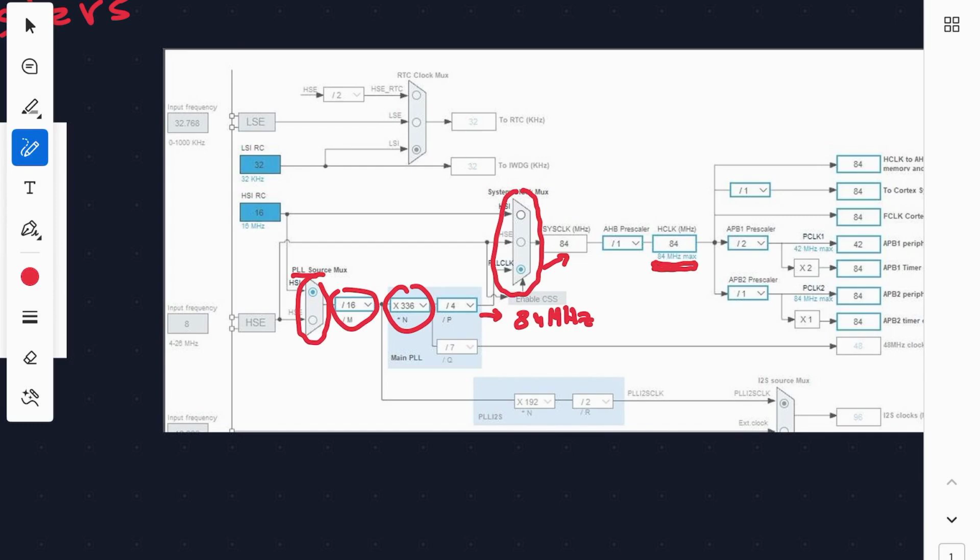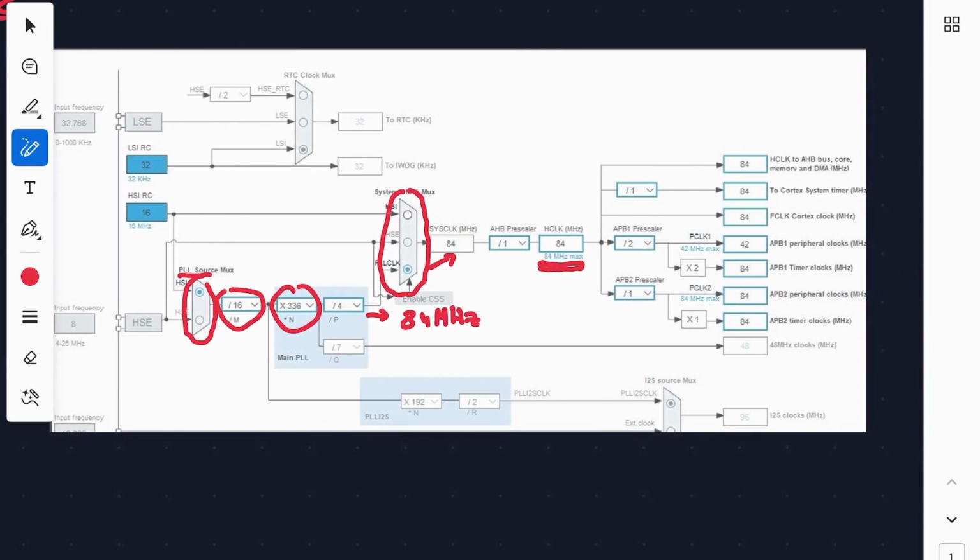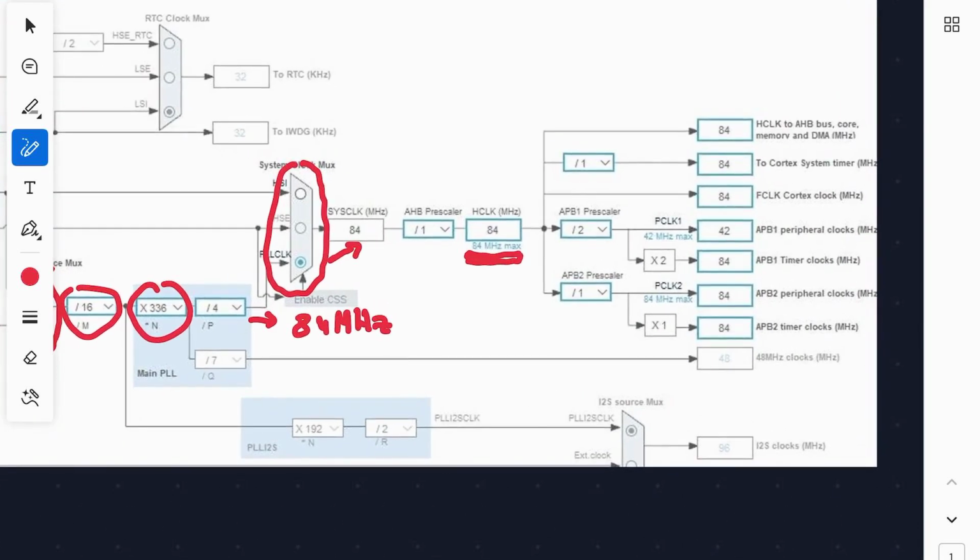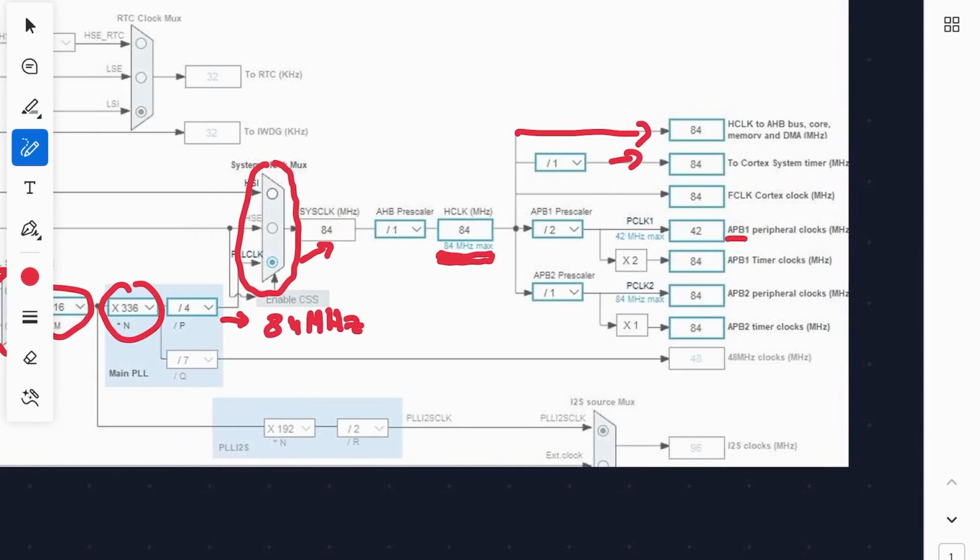Then this system clock also branches to all peripherals. So we have APB1 peripheral clocks running at 42. We have APB2 peripherals. So everything happening, even GPIO, external interrupts, timers, everything is controlled by the clock of the system. Okay, this is the important thing to understand.